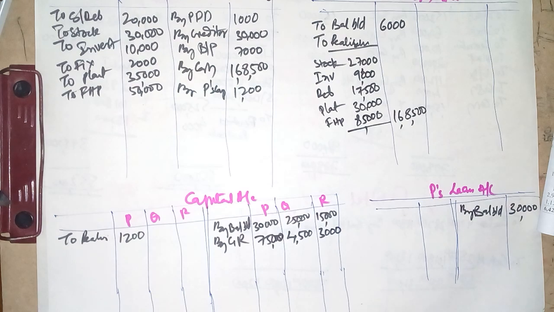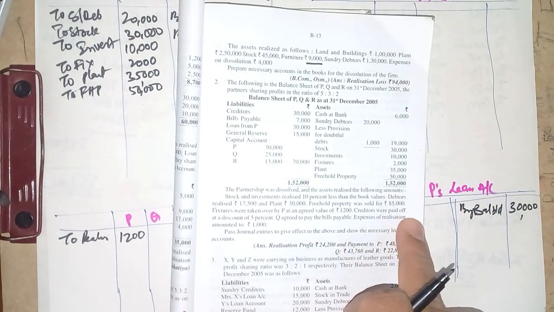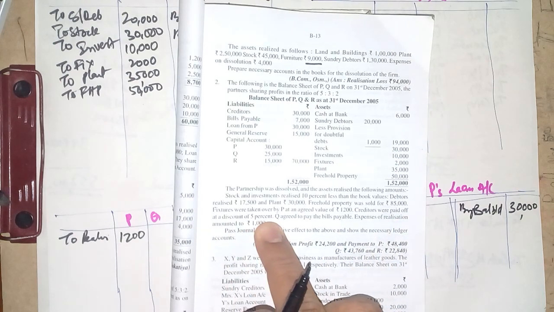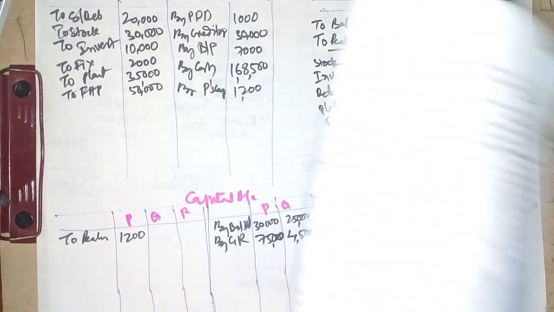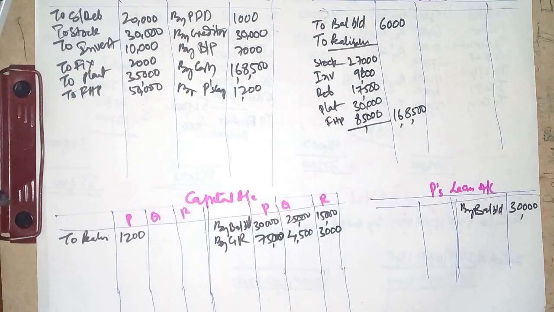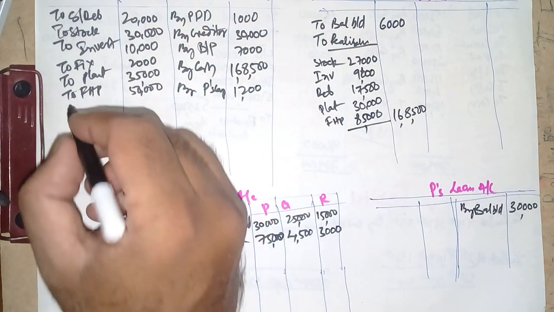Once this is done, the next is creditors were paid off at a discount of 5%. So payment to creditors, what is the entry? Realization to cash.